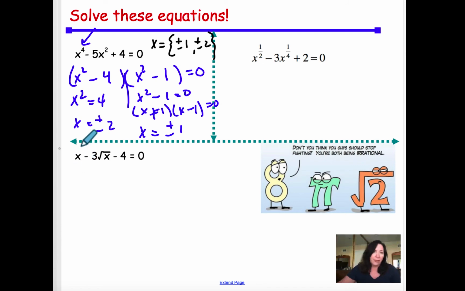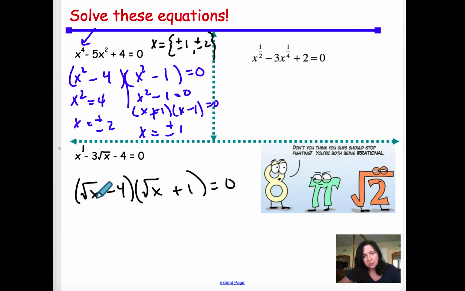For this problem, that's x to the 1. Well, if you guys remember, when you multiply variables, you keep the base and add the exponent. So to get 1, I'm going to have to use a half, which is the square root. So we've got minus 4, so I'm going to go with negative 4, and I'm going to go with the square root of x plus 1. Square root of x times square root of x is x. Then we've got 1 root x minus 4 root x is negative 3 root x. That works. So then we set these equal to 0.